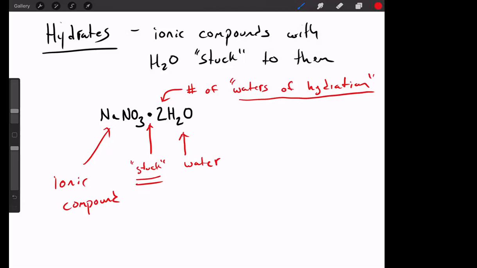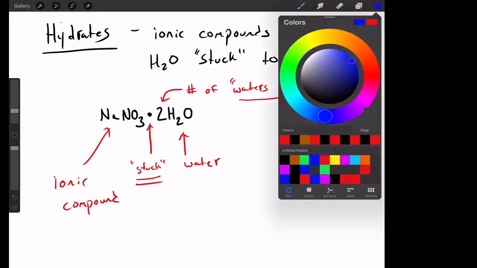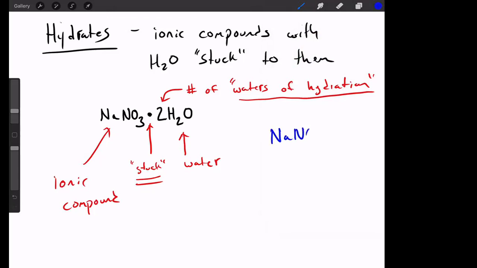How do you name this compound? Again, if you know the names of the polyatomic ions, naming these compounds becomes trivial. What's the name of this compound without the waters? NaNO3 is sodium nitrate.